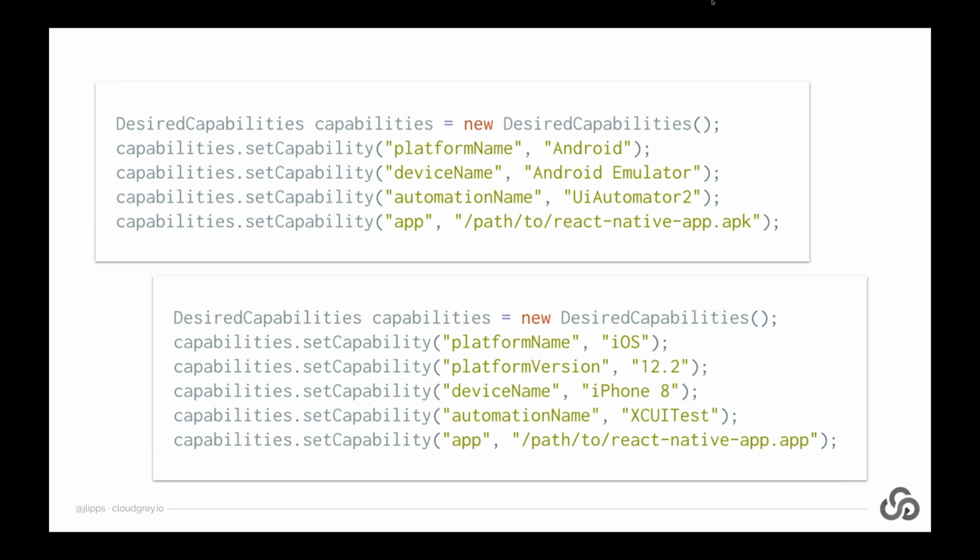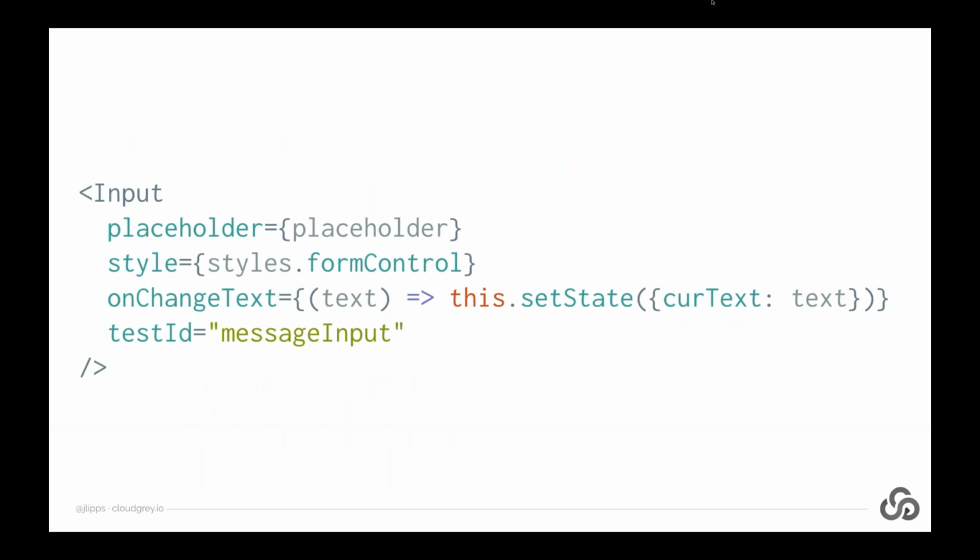Okay, so what is different? Well, the one thing that you need to worry about is making sure that your React Native app is appropriately testable. And there's just a few simple things you can do to make sure that this is the case. So here's an example of a React Native component. It's an input field, and it has a bunch of attributes. You can see that this input field has a certain style, certain placeholder text, and a function which is executed anytime the text in the field is changed.